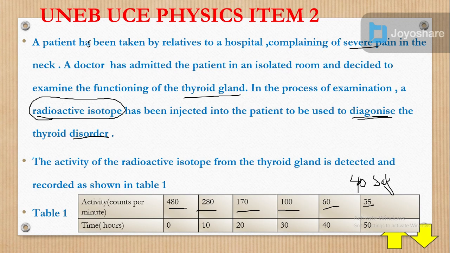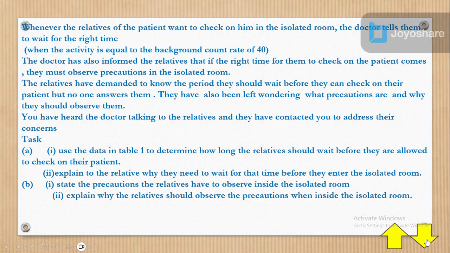In fact, the word background count rate means it is now safe. No radiation is there at all. So they should only go there when it is 40 counts per second. These other ones are deadly and dangerous.